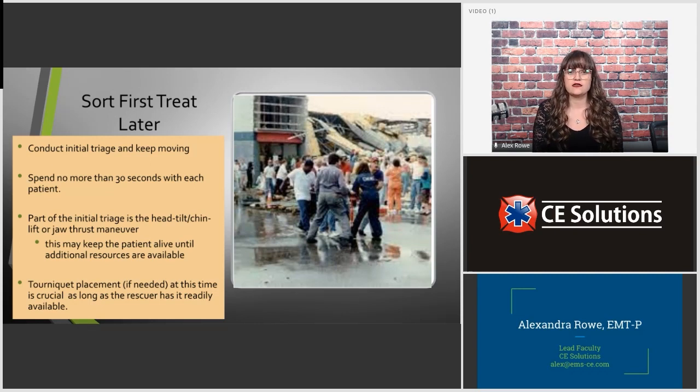Tourniquet placement. If a tourniquet is needed, and it's readily available, hopefully you carry some tourniquets on you, then you can apply those during triage. Because if you said, oh yeah, you have arterial bleeding, but let me go check on all these other patients first, by the time you come back to them, you're probably going to end up having to tag them as deceased. So tourniquet placement is important. Stop the bleeding. That way they don't decompensate and potentially pass away in the meantime.